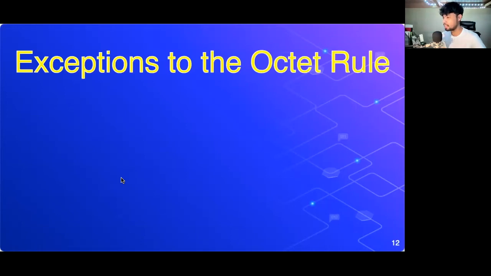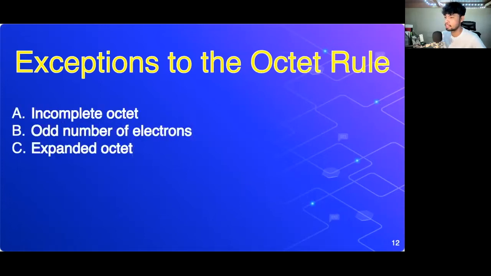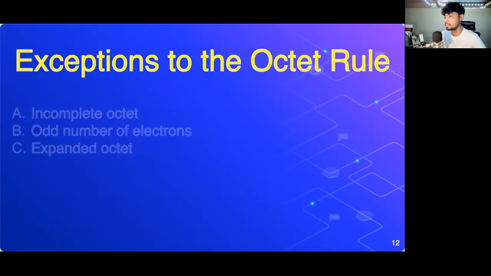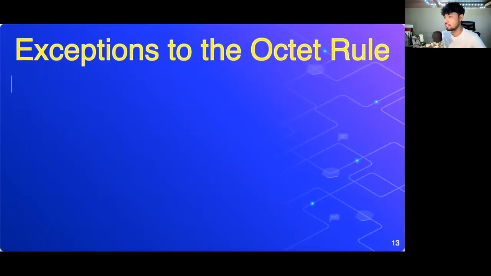Hello everyone. Today we are going to discuss the exceptions to the octet rule. Exceptions to the octet rule fall into three categories characterized by an incomplete octet, an odd number of electrons, and more than 8 valence electrons around the central atom, known as the expanded octet. So let's start with the incomplete octet.